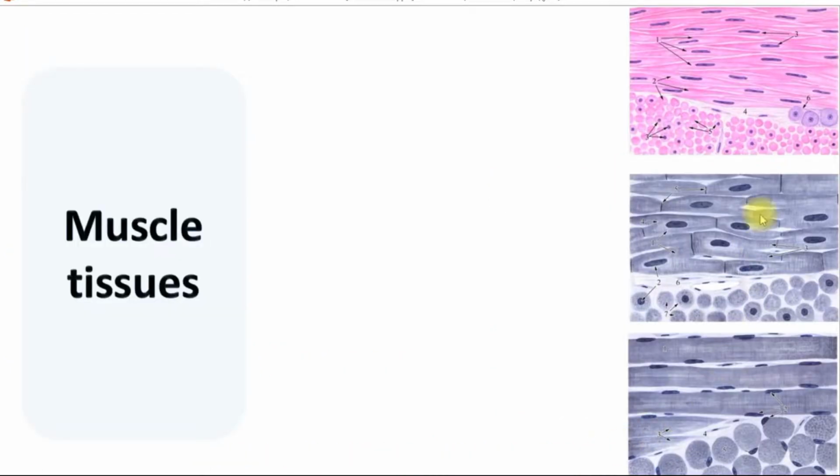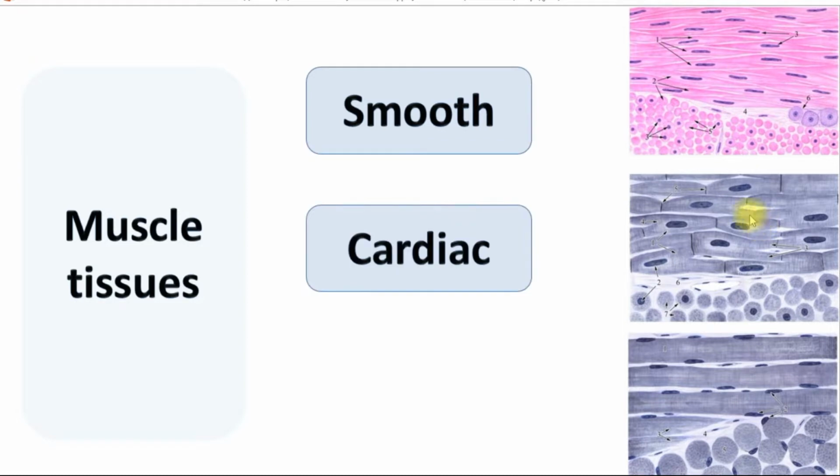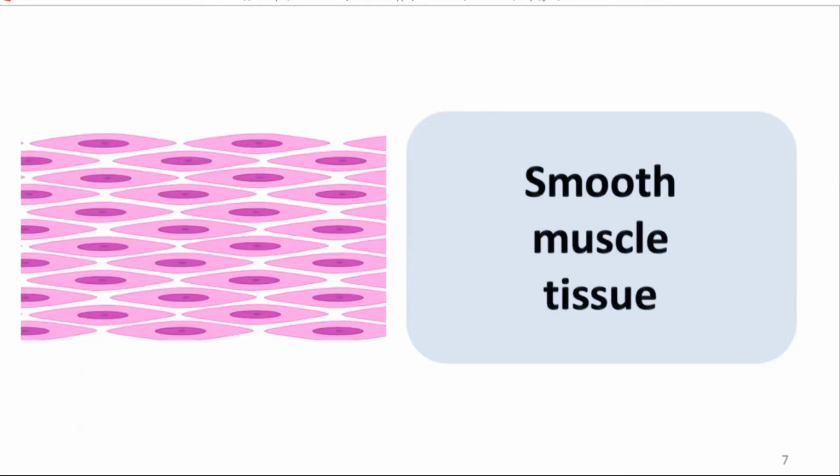And there are three basic types of muscle tissues, and you should know them. There are smooth muscles, or smooth muscular tissue, cardiac muscle, or cardiac muscular tissue, and skeletal muscles, or skeletal muscular tissue. Now let's talk about those types, and at the end of our lesson we'll come to the classification of those types of tissues. So we will begin from smooth muscle tissue.